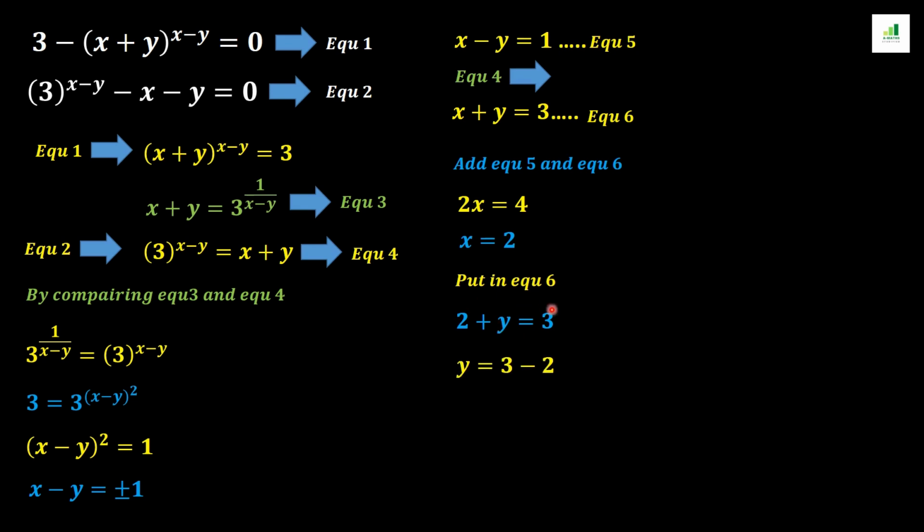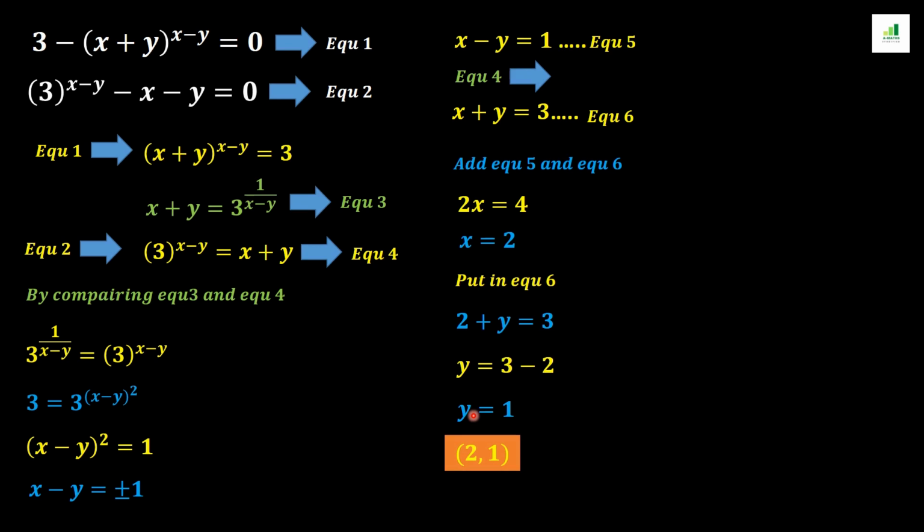Now this 2 will move to the other side of the equation and convert into minus 2, and the next expression will be y equal to 3 minus 2. When I simplify this equation, I will get y equal to 1. Here I get the first value for y, which is equal to 1, and the ordered pair of x and y is 2, 1. This is the first answer for this expression.